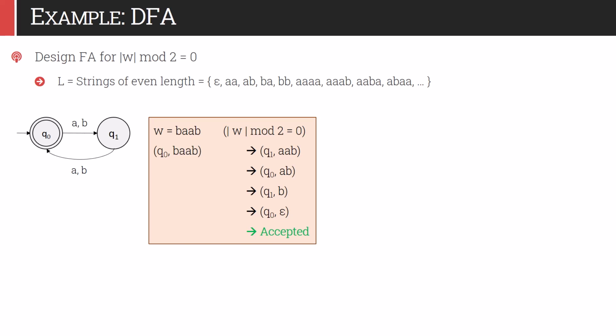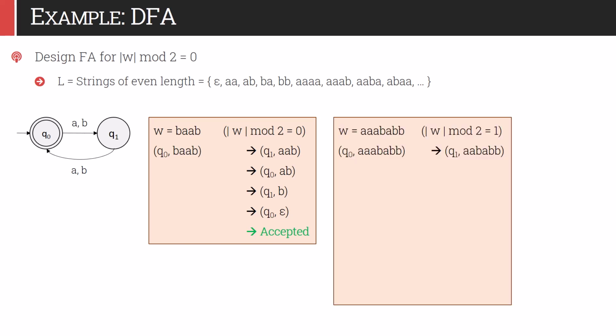So whenever there is epsilon and the current state is a final state, then we can say that that particular string is accepted by the FA. So here, as we can see, we are in state Q0, the entire string is processed and Q0 is a final state, and hence BAAB is accepted because it is an even length string.